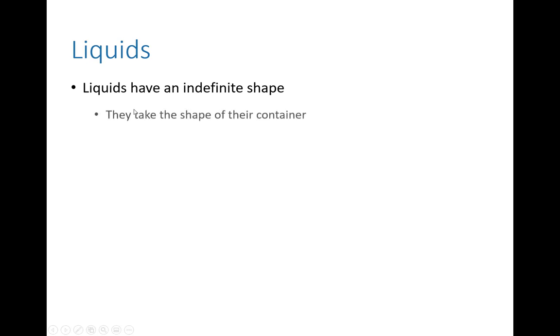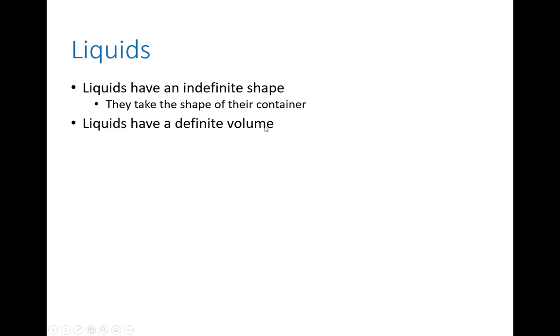Let's move to the next state of matter, which would be liquids. Now the shape of liquids is indefinite, so their shape depends on the shape of their container. If you put liquids into a plastic water bottle and the water bottle has ridges, then the liquid will take the shape of those ridges. But liquids do have a definite volume, so when you pour a liquid into a container, they don't suddenly expand to fill up the whole container.